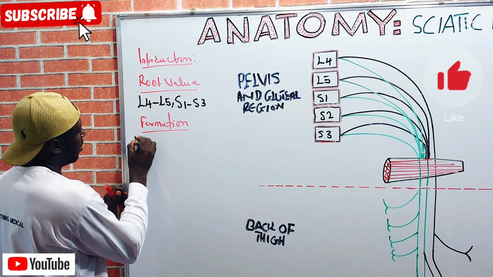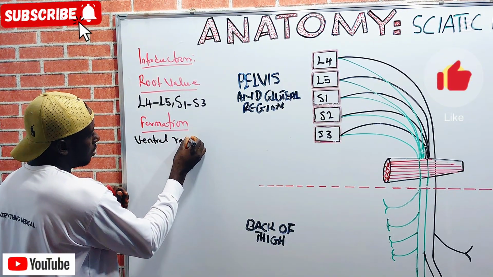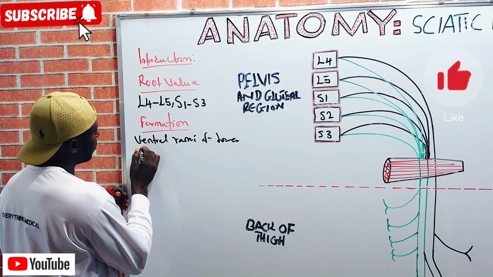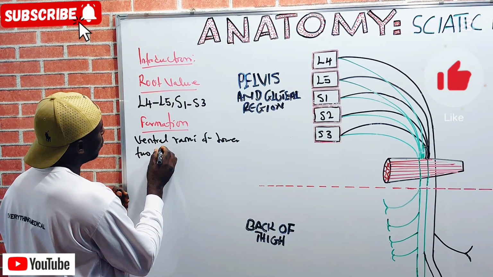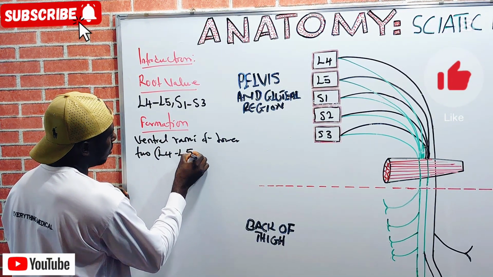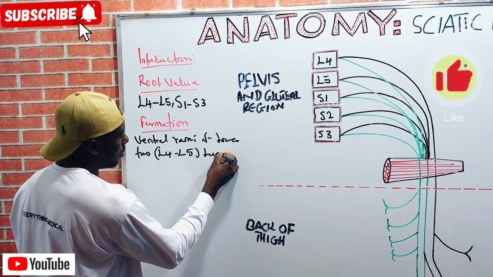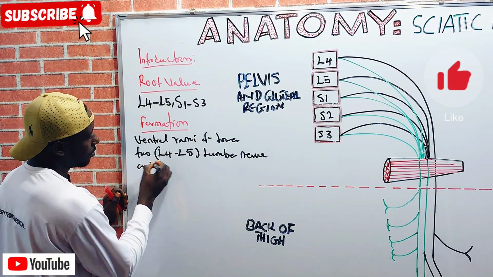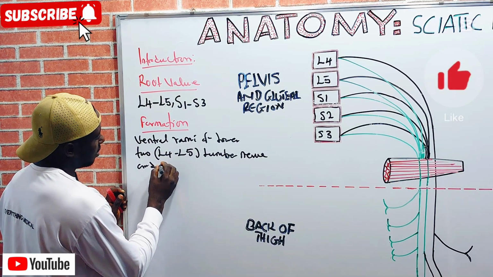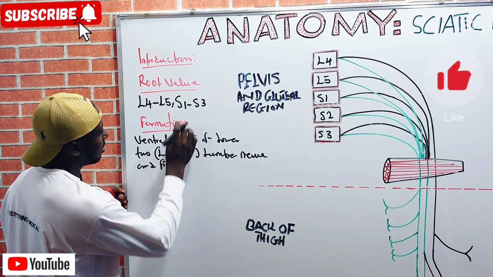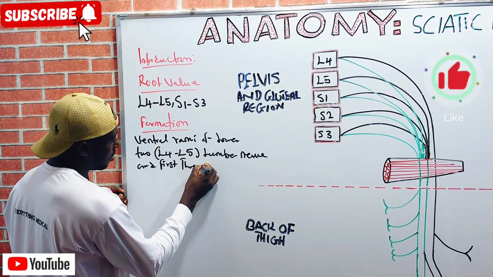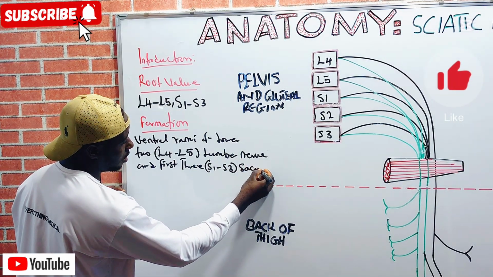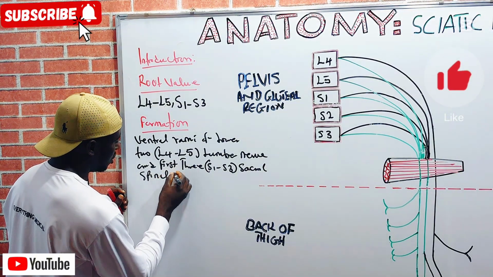Being formed by the ventral rami of the lower two, L4 to L5, lower two lumbar nerves and the first three sacral spinal nerves.